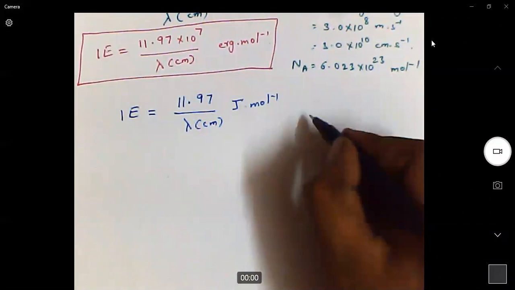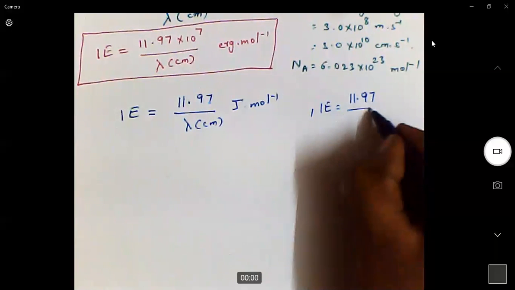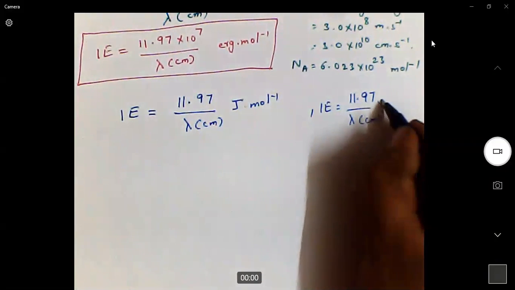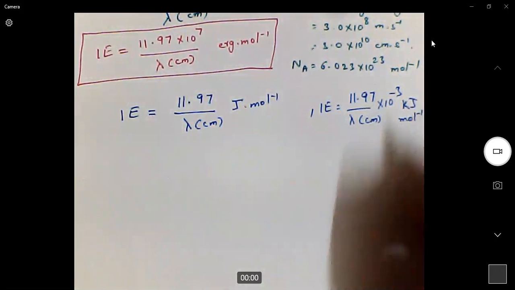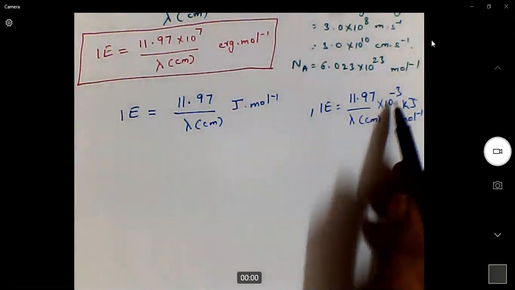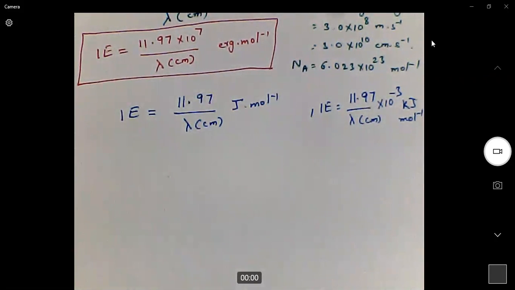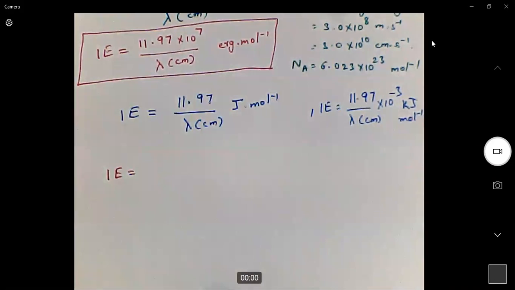Remember that. And if you want to calculate this in kilojoules per mole, it is lambda in centimeters into 10 power minus 3 kilojoules per mole. Kilo is 10 power 3. 10 power 3 is not here, so we are taking it. If we want to convert this into kilojoules per mole, we just take 10 power minus 3 additionally. Now, if we want to convert this into calories, what is the conversion between joules and calories?